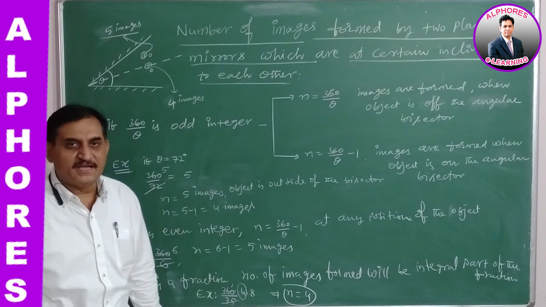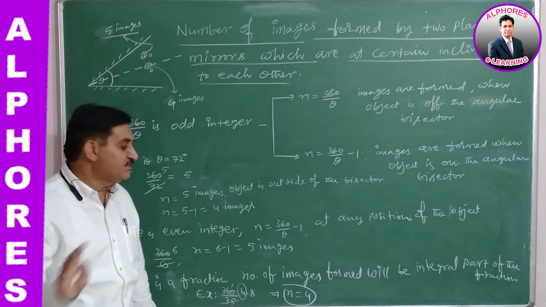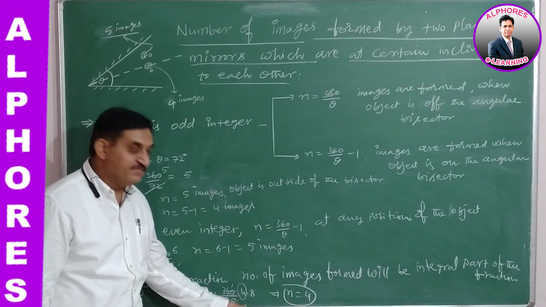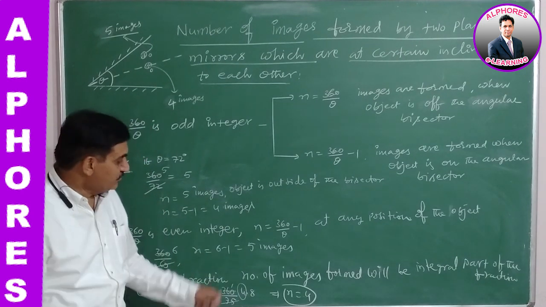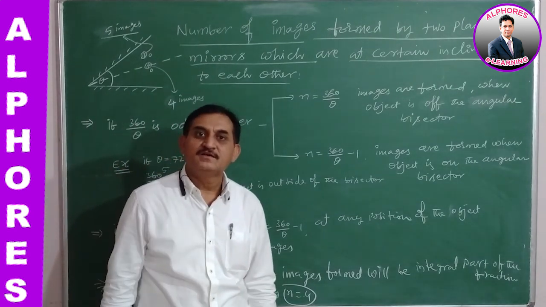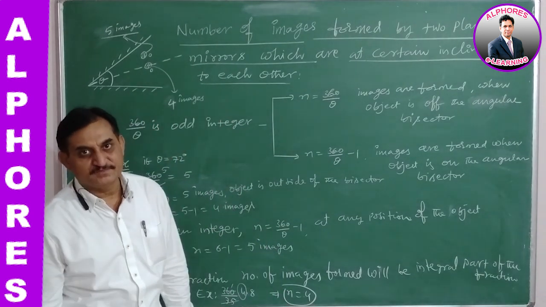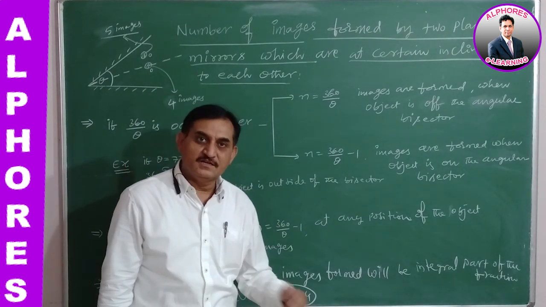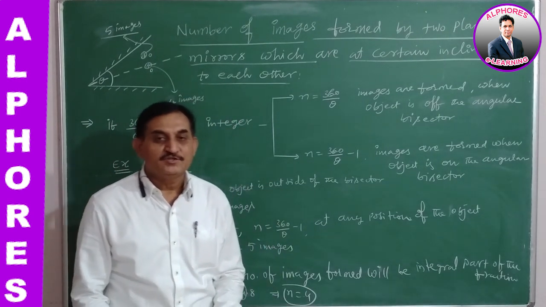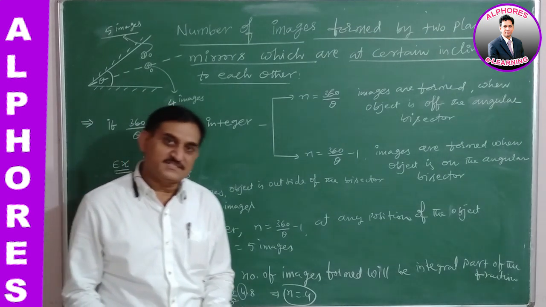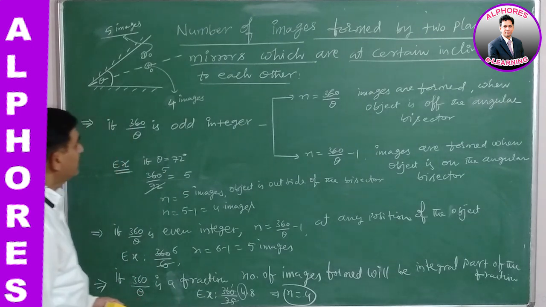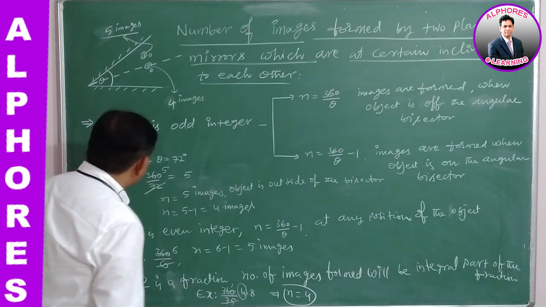So at any time, if you compute the value 360 by theta and it gives a fraction, the number of images will be the integral part of the fraction. So this is the way to decide the number of images formed by two plane mirrors which are at a certain inclination to each other. Now let us move on to another point.